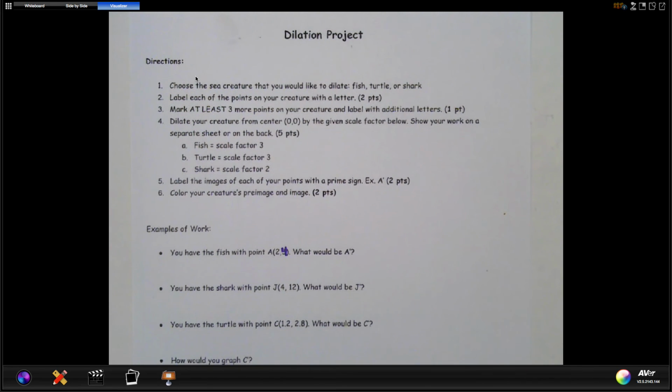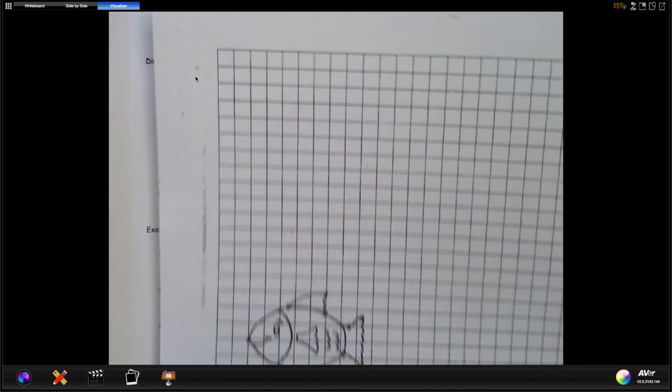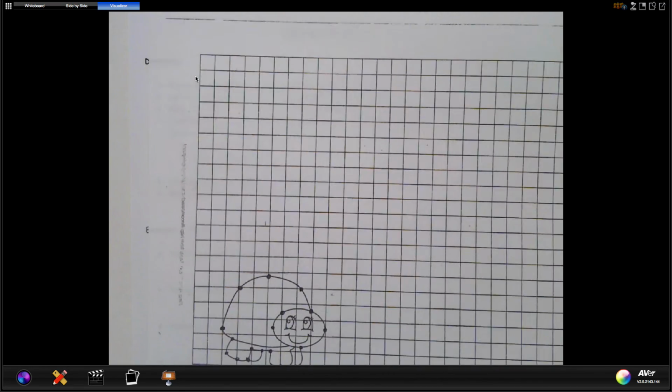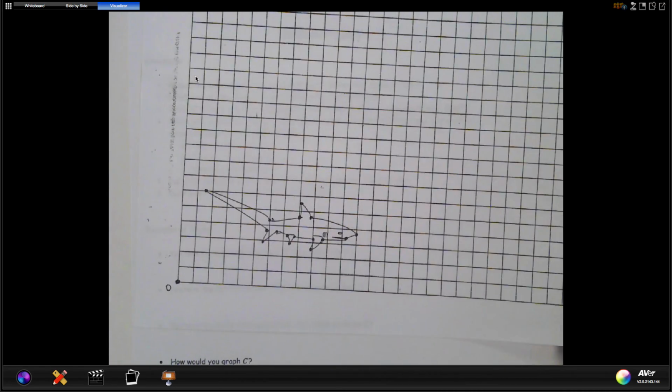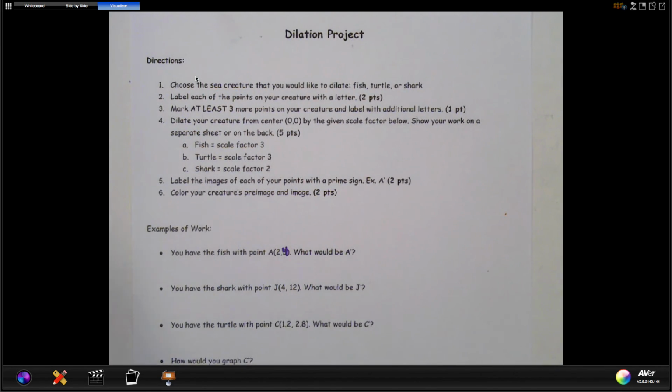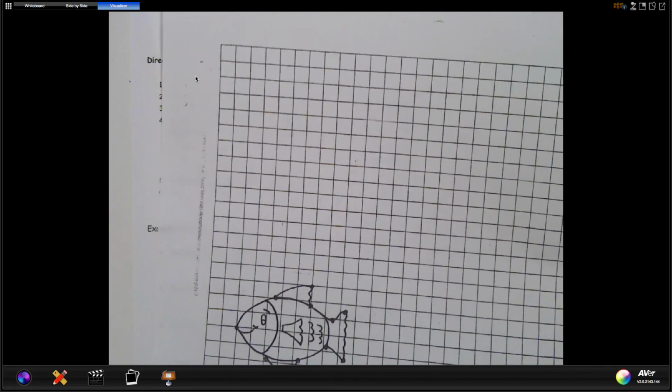Okay, good morning, and let's talk about the dilation project here. So, today what we're starting is a dilation project, and what we're going to do is choose a sea creature that you would like to dilate. So, your choices are a fish that will look like this, a turtle that looks like this, or a shark that looks like this. So hopefully you have one of those three with you, because I'm going to explain how to do it today. I'm going to use the fish as my example here to help you out.